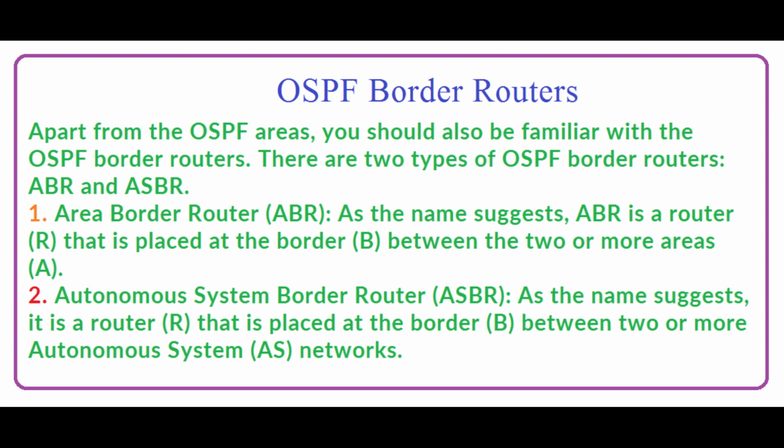2. Autonomous System Border Router, ASBR. As the name suggests, it is a router, R, that is placed at the border, B, between two or more autonomous system, AS, networks.